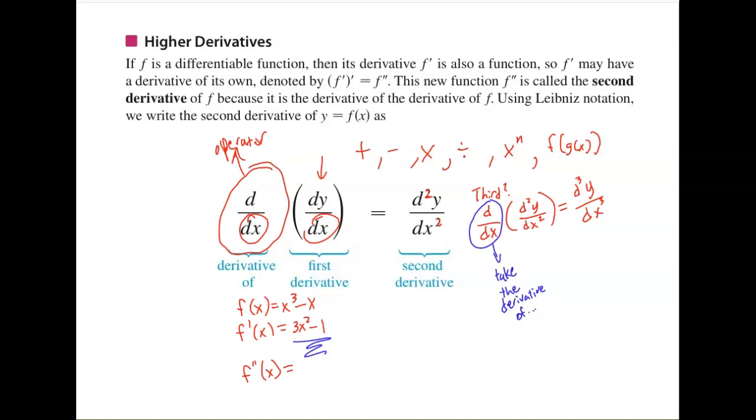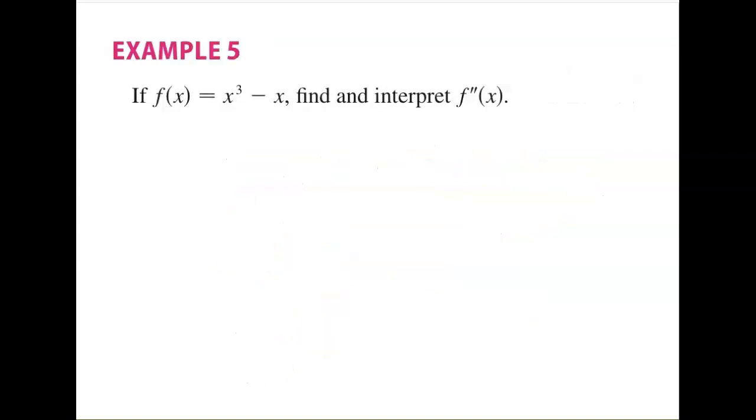All right, we just got a few slides left. Find and interpret f double prime of x. So notice this is the original function that we used from our first example. So we already have f prime. And this comes from our first example. It was 3x squared minus 1. All right, so I want f double prime, which means I want to take the derivative of 3x squared minus 1, right?